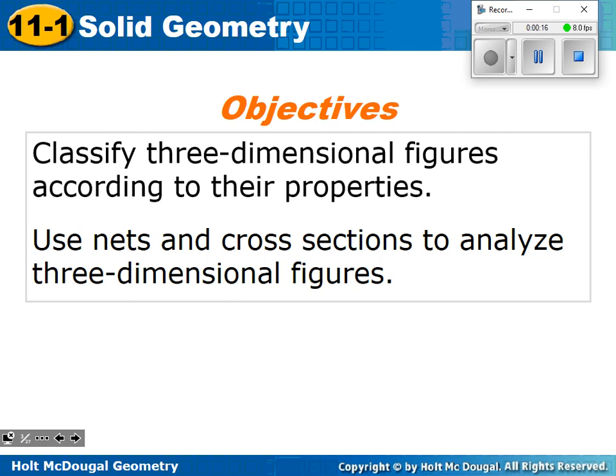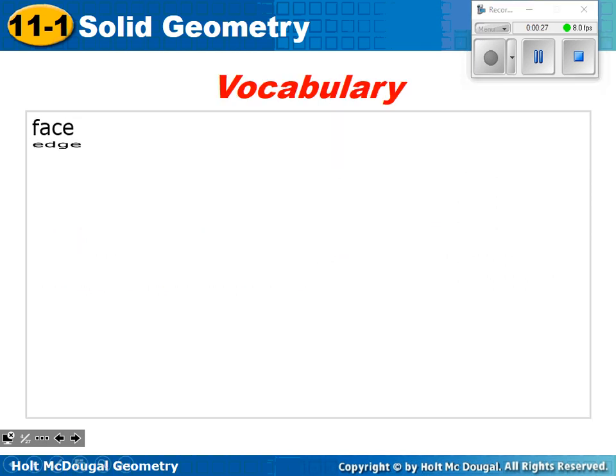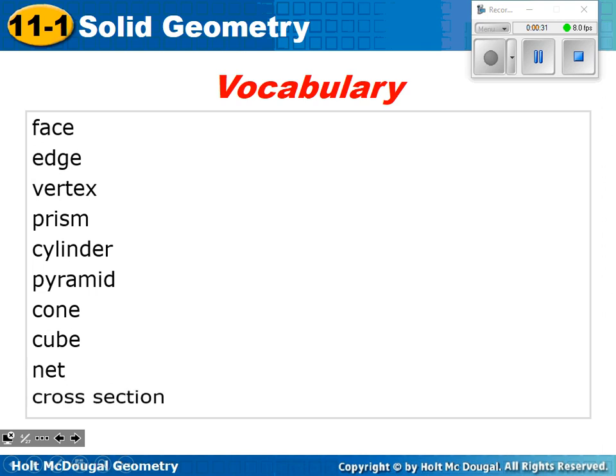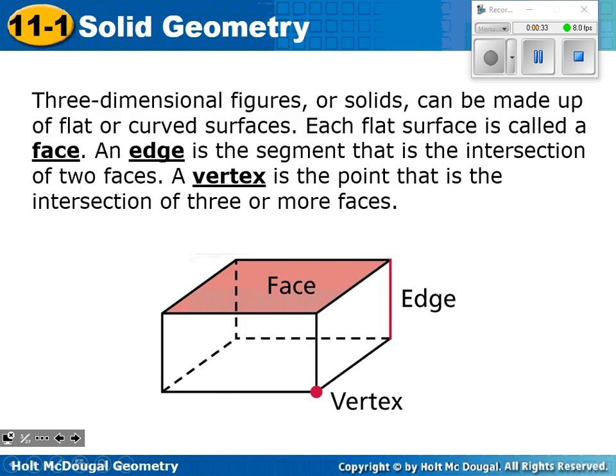This section is going to ask you to look at nets and find cross sections and to be able to identify and name what is the three-dimensional solid. So it's a lot of vocabulary today. Like I said, a lot of vocab. So I'm going to go through that as quickly as I can. So we'll start with what is a face, what is an edge, and what is a vertex. And remember that it's vertices, plural.